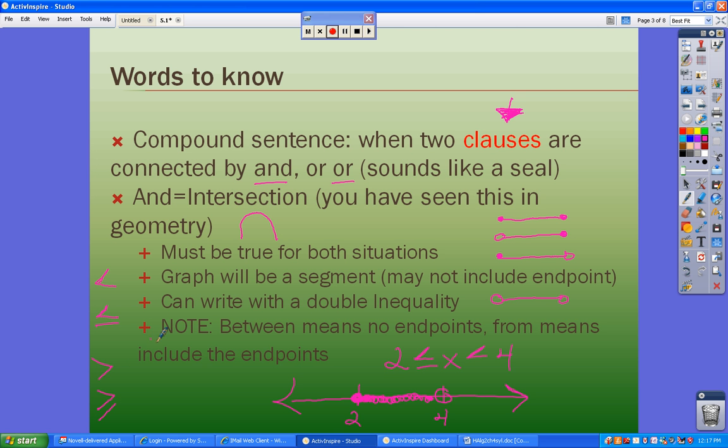Okay, this is a note because this will come up in your homework. If you read in a word problem the word between, that does not include the endpoints. We're talking about an open circle type example there. Otherwise, it will say from, and if it says from, that is including the endpoints, like from 2 to 4. It will say between if it doesn't want you to include the endpoints.